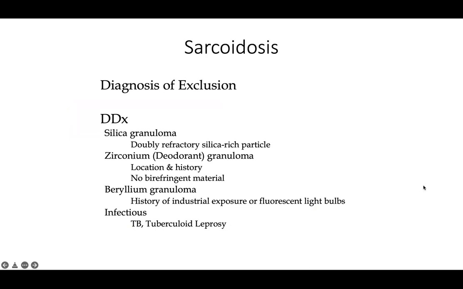So what's your differential diagnosis? You're going to think about silica granuloma. In that case, you'll see doubly refractile silica-rich particles. You're going to think about zirconium granuloma, which is also known as deodorant granuloma. You've got to think about the location of the lesions and the history. There's no birefringent material in zirconium granulomas.